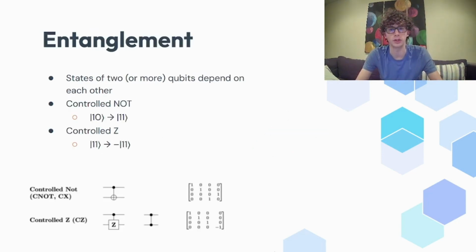Qubits also have a unique property known as entanglement. When two qubits become entangled, their states depend on each other. This means that if we measure one qubit and take a measurement of another qubit, the second qubit's state will depend on whatever we measured from the first qubit.